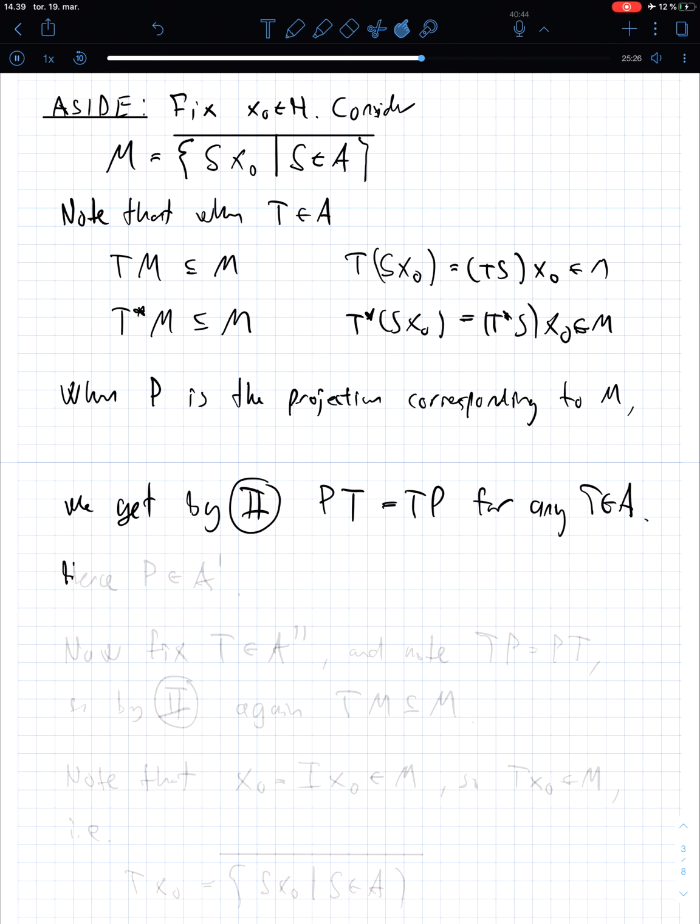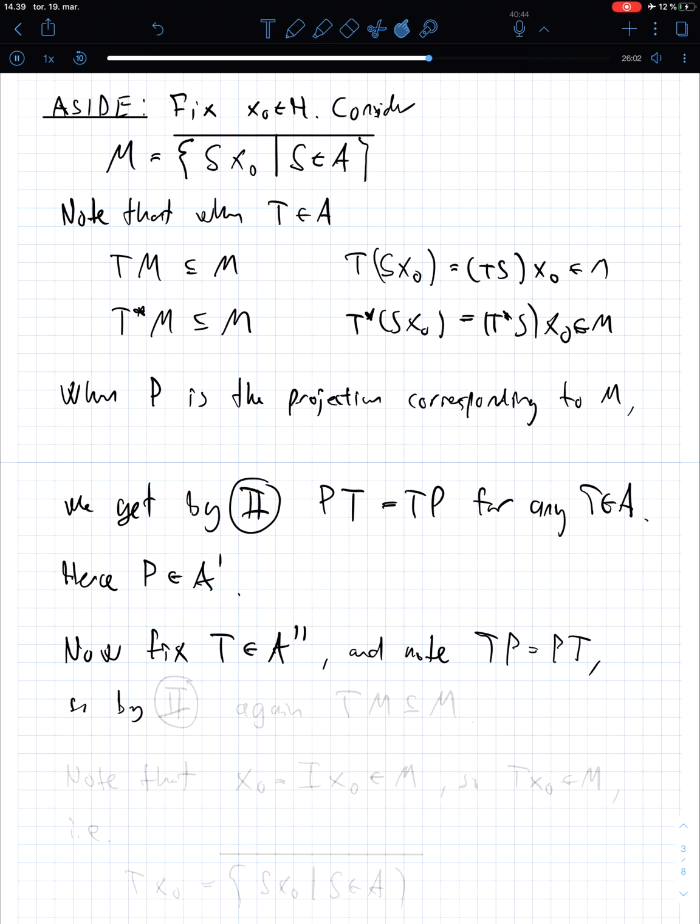Right, so hence P is in the commutant of A. Now fix a T which is in A double prime, and note that T commutes with P, because by definition T is in A double prime if it commutes with anything from A single prime. In particular, it has to commute with P.